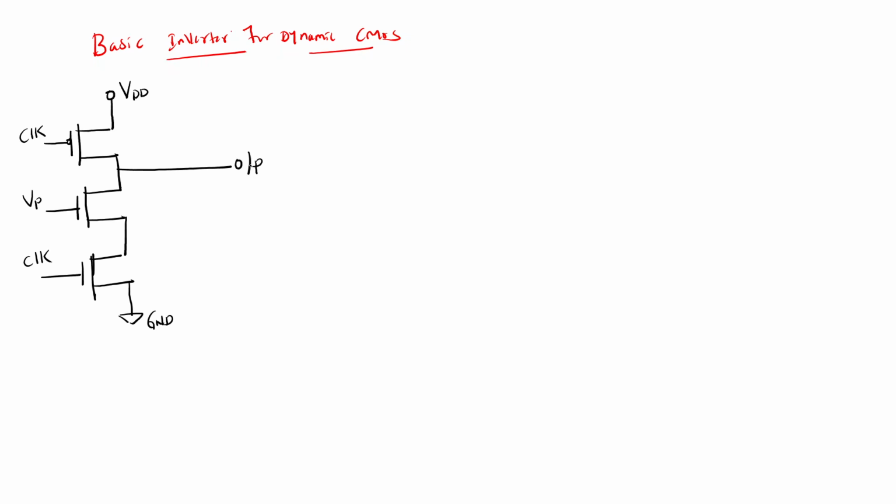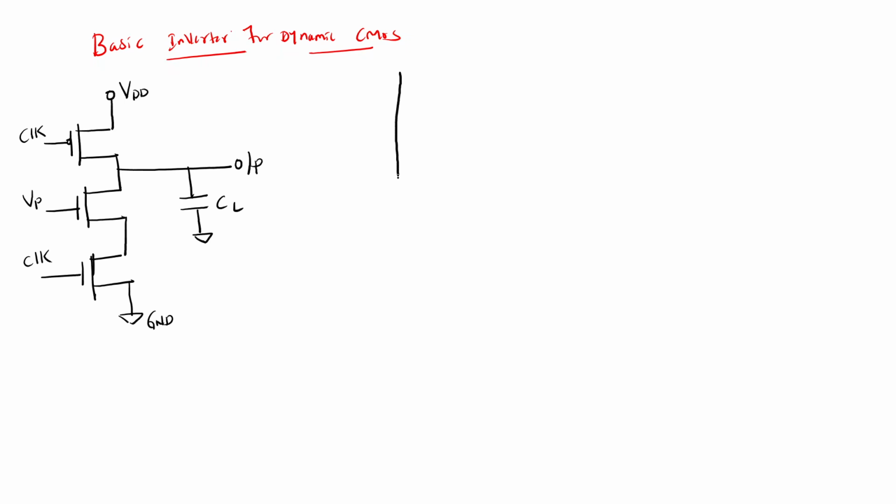Okay, here you are taking the output. So this output is given to the load capacitor, that is CL. Okay. So if you want to draw the timing diagram for this basic inverter by using dynamic CMOS logic, it will be like this.